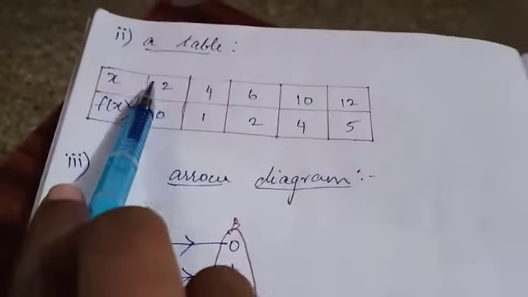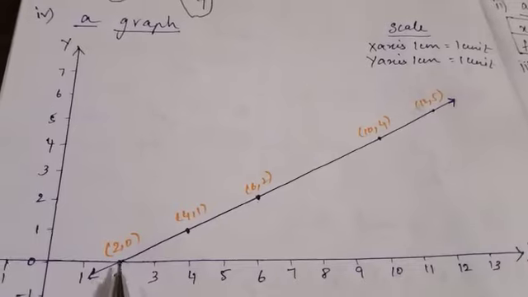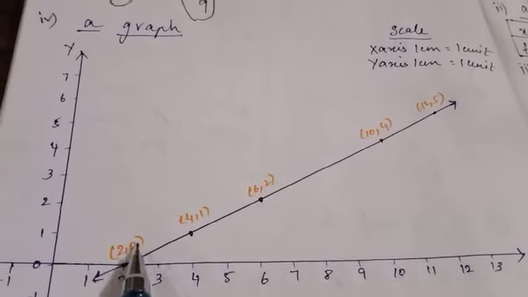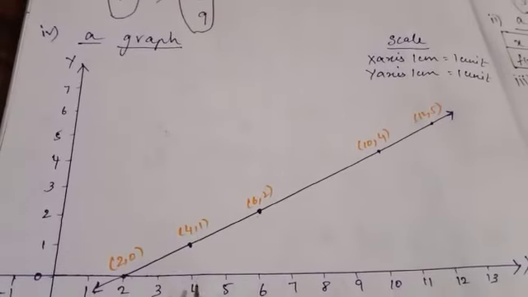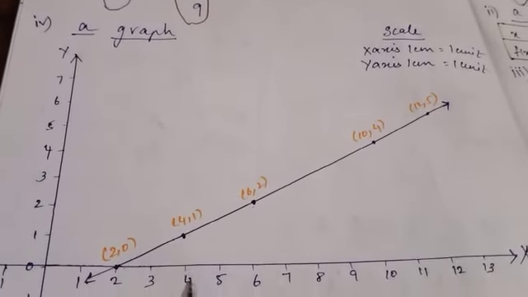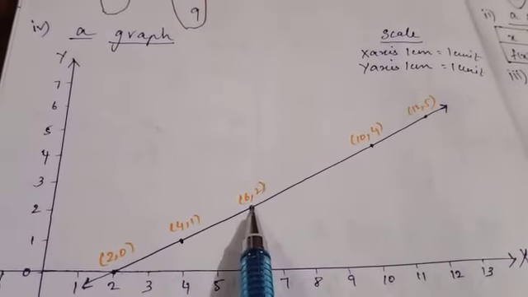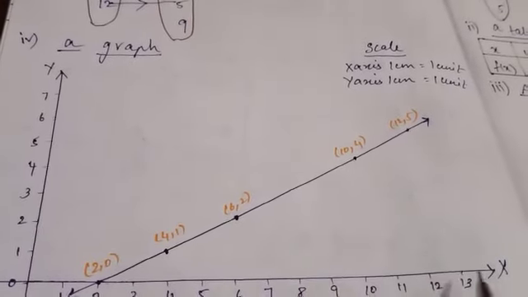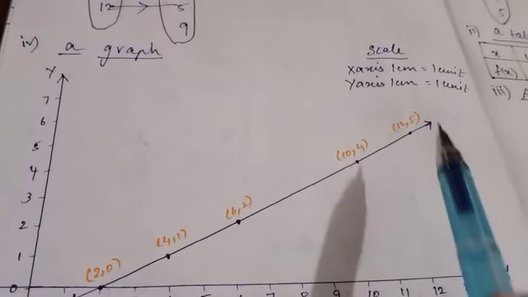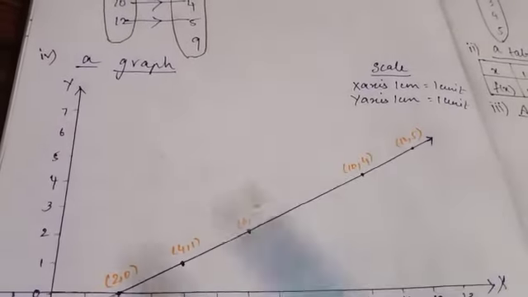What is the first point? We have 2, 0. That is 2 comma 0. So 2 in the x-axis, 0 on the y-axis. So this is the point. Next 4, 1: 4 in the x-axis and 1 in the y-axis; 6 in the x-axis and 2 in the y-axis; 10 in the x-axis, 4 in the y-axis; 12 in the x-axis and 5 in the y-axis. So I have plotted the points and I have drawn the line.